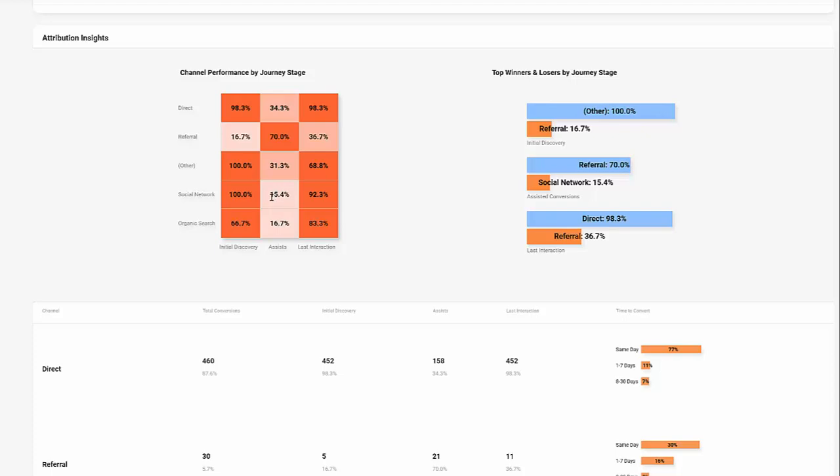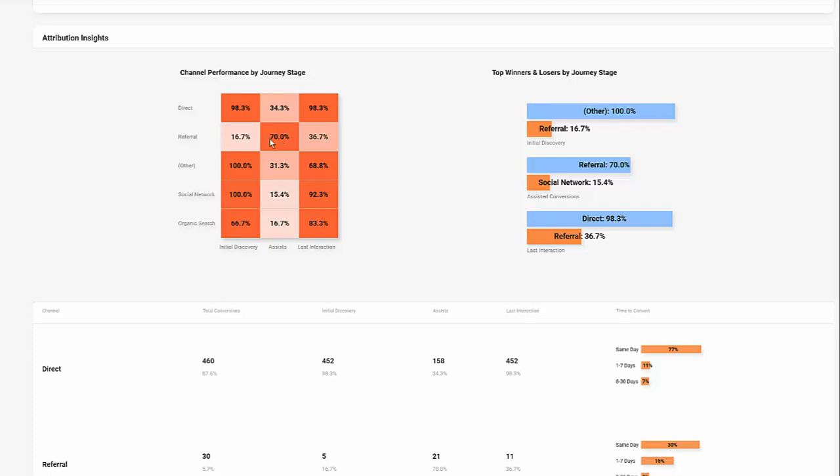and is it working on social network versus organic search versus some other channel, usually ads, or in this case referrals. Okay, so there's some sites out there, guest posts or whatever, that are referring traffic to Zag, and they're not driving initial discoveries really, but they are assisting at a 70% assist rate. So that means that of the traffic that comes from our referrals, any of that traffic that converts, 70% of it is assisting some other channel.